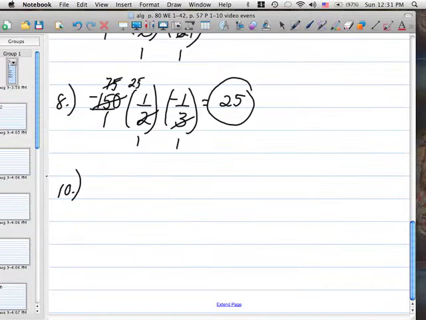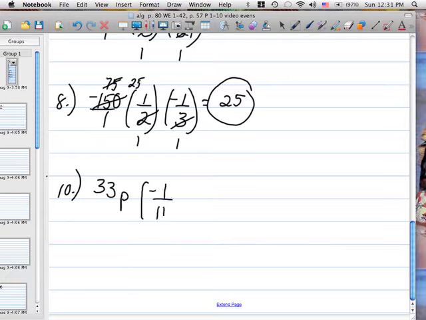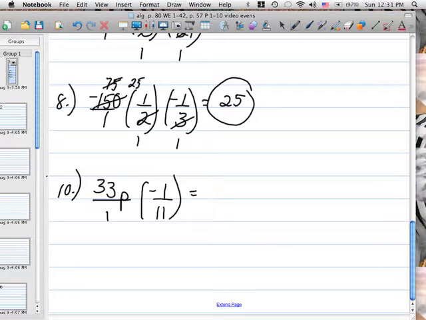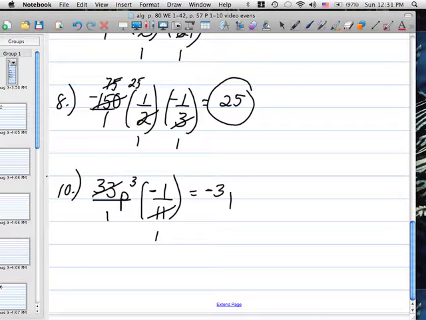Problem number 10, we have 33p times a -1/11. The sign of the answer is going to be negative, since I have just the one negative. 11 goes into 11 once, and into 33 3 times. So it's going to be -3, and you have the variable p. Don't lose that, -3p.